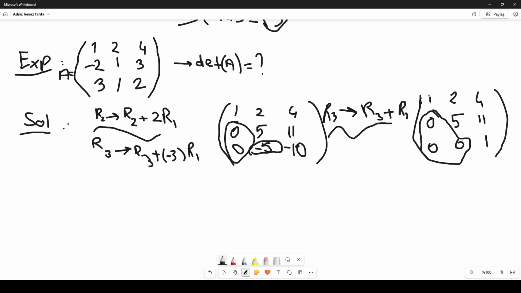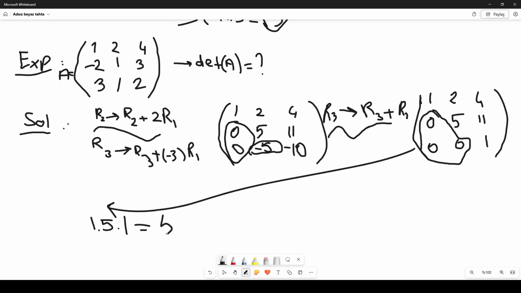And since I have an upper triangular matrix, as we all know from the previous lecture, to compute the determinant of this final matrix, I need to only multiply the main diagonal entries, which is equal to 1 times 5 times 1, and this is equal to 5. And this is the determinant of the matrix A as well.